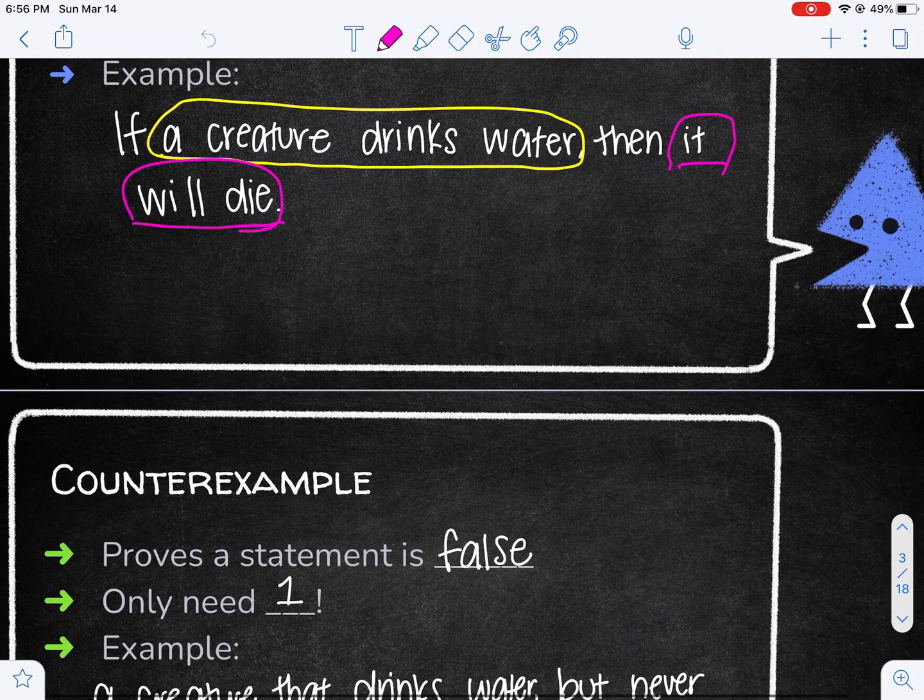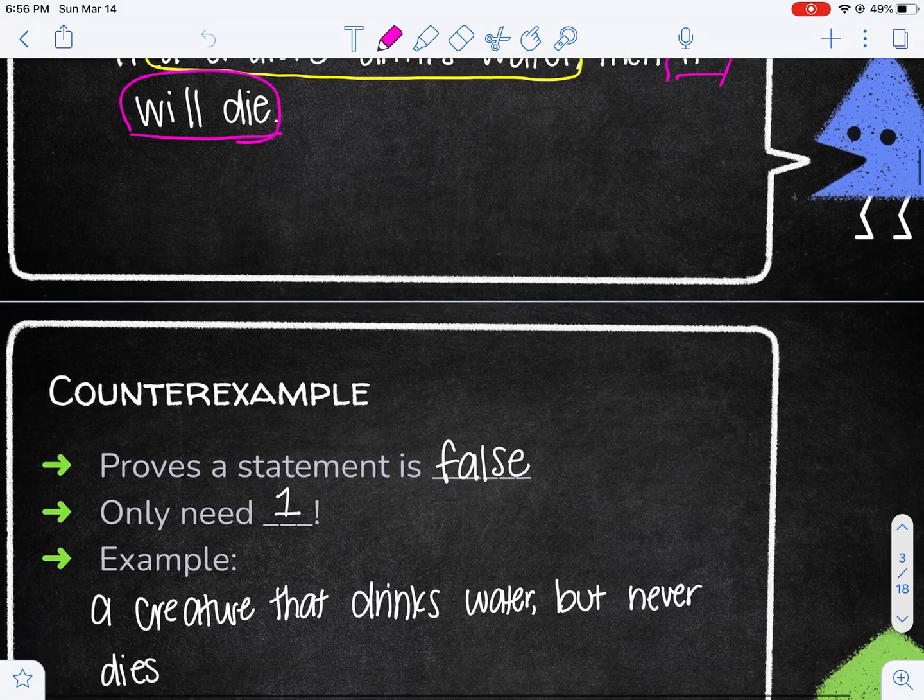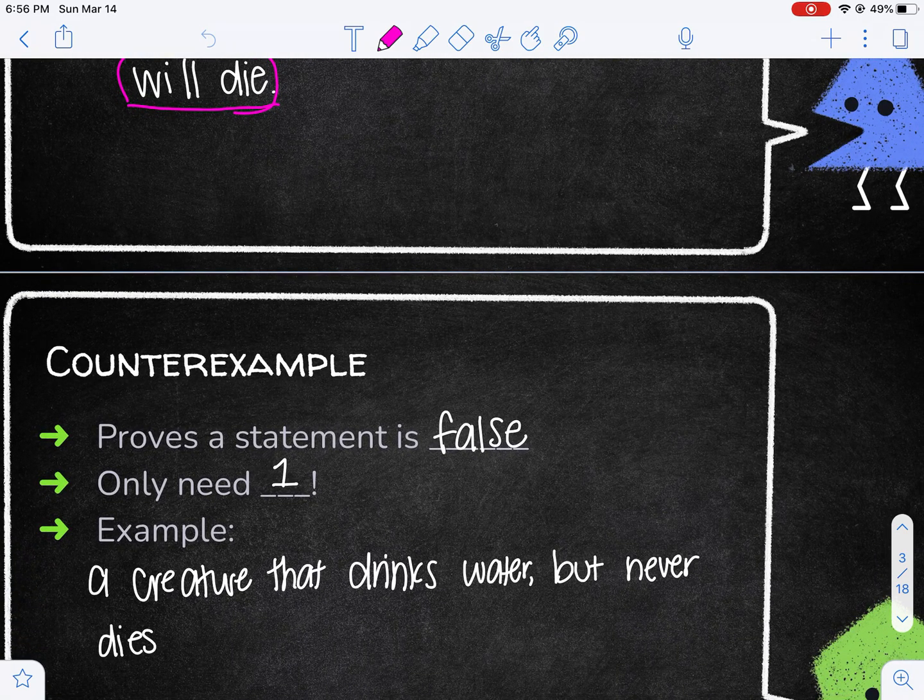My counterexample will prove any statement is false, and I only need one. So if I find a creature that drinks water but never ever dies, it proves the entire thing is false. Even though I have hundreds of thousands of other creatures that did drink water and still died, I just need one to prove it's not true.